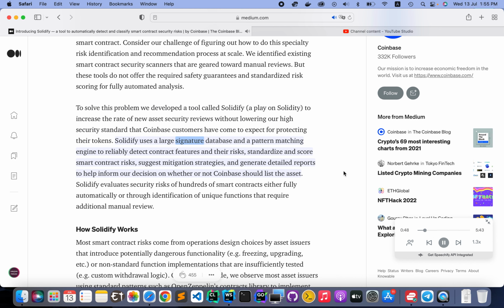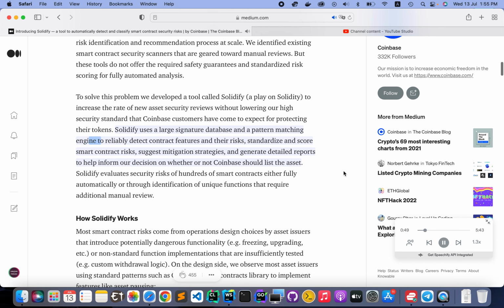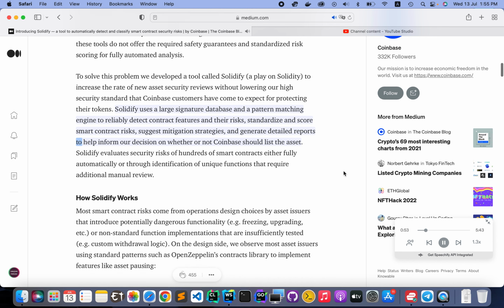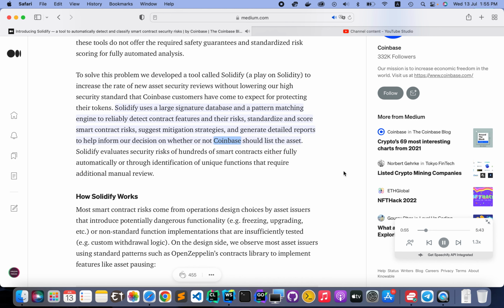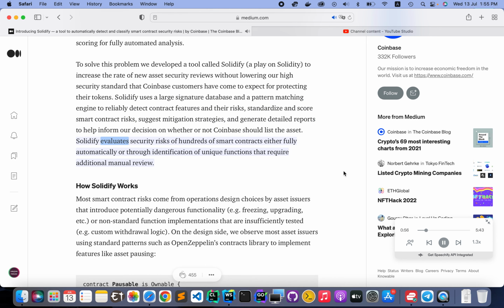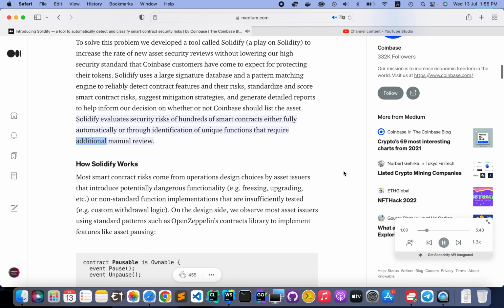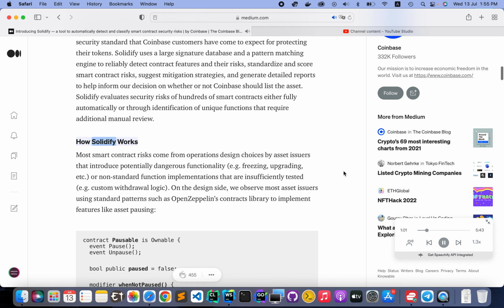Solidify uses a large signature database and a pattern matching engine to reliably detect contract features and their risks, standardize and score smart contract risks, suggest mitigation strategies, and generate detailed reports to help inform our decision on whether or not Coinbase should list the asset. Solidify evaluates security risks of hundreds of smart contracts either fully automatically or through identification of unique functions that require additional manual review. How Solidify works.